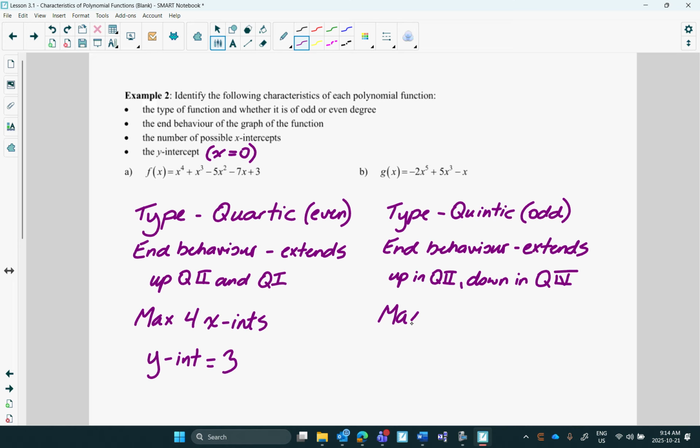What's the maximum number of x-intercepts? 5. Y-intercept? 0. Good.